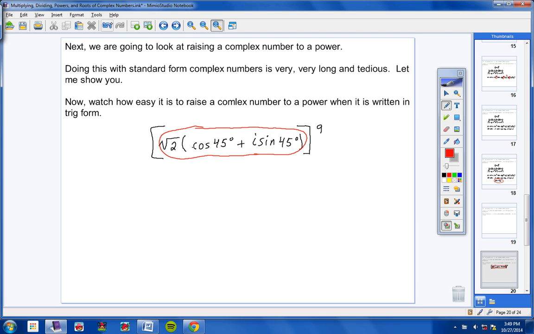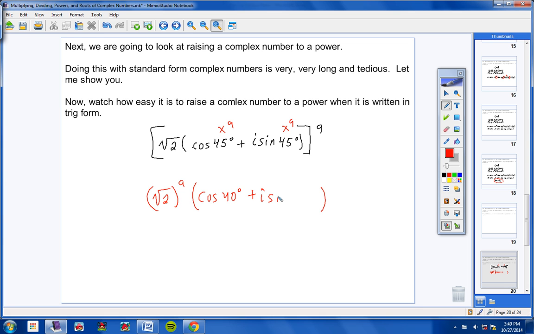Now here's how easy this is. Whatever your hypotenuse is right here, you're going to raise that to the 9th power. So I have square root of 2 to the 9th power. Your calculator will do that for you if you wanted to. And then you simply take each angle and you multiply it by 9, and you're done, okay? So here, let me grab my calculator real quick. 45 times 9 would be 405. So we have cosine of 405 degrees plus i sine 405 degrees.